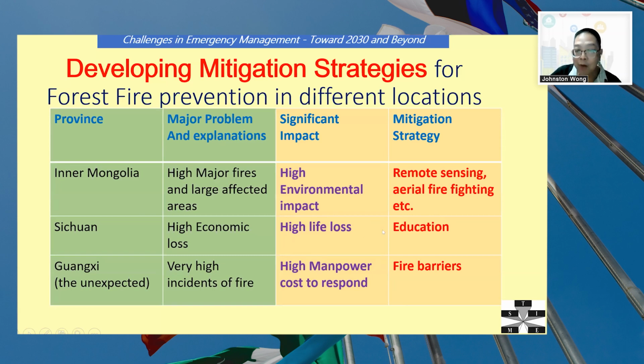For example, in Mongolia, we need remote sensors and firefighting. So we need to control and provide early warnings. And then in Sichuan, we have high loss of life. So we have to do education, telling the people how to save their own lives when there is a fire. And then perhaps in Guangxi, we need to install fire barriers. So there are certain differentiations of mitigation strategy.